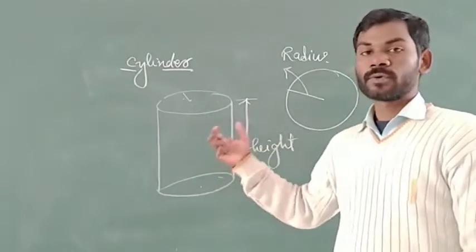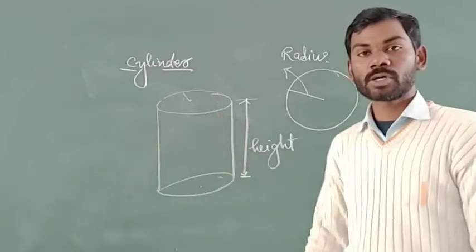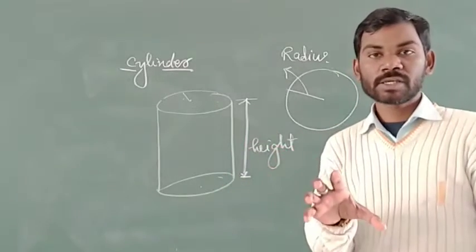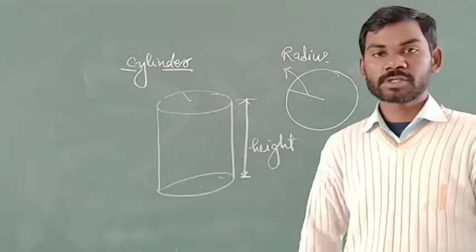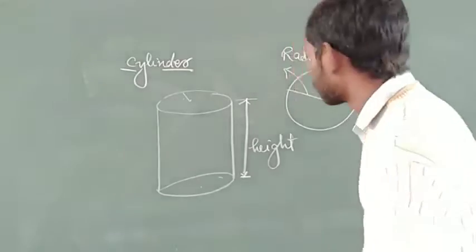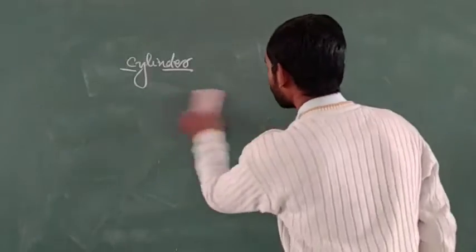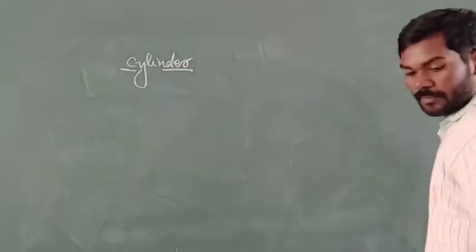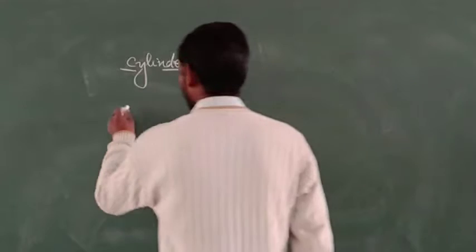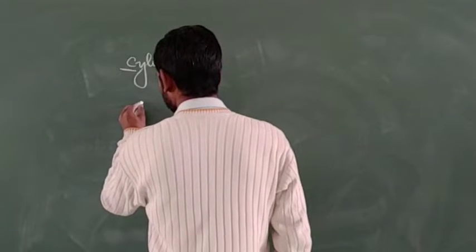Now let us see which formula we shall use in order to find out the volume and the surface area as well as the total surface area of the cylinder. So let us start. To find out the volume and the surface area of the cylinder, here we shall draw a cylinder.